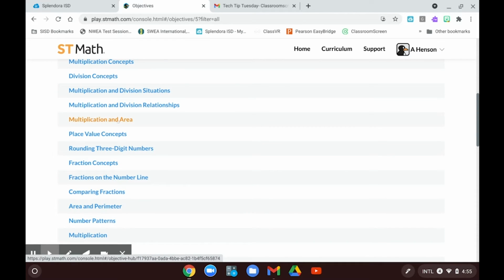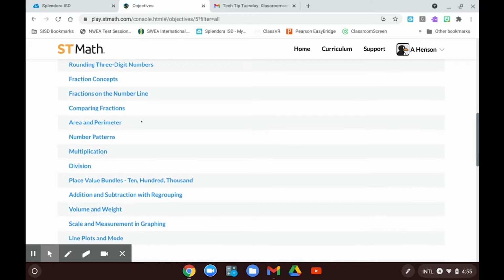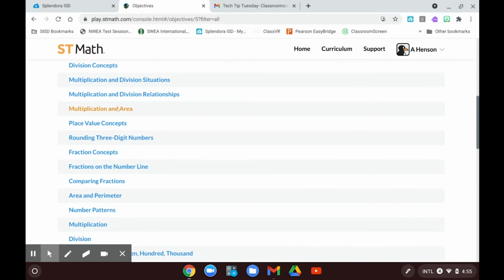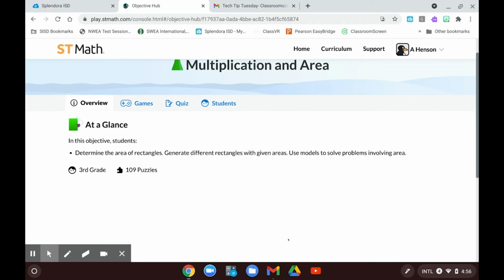Right now we're learning about area, so I can click multiplication in area because we're learning multiplication: length times width equals the area. Or there's another one that goes over area and perimeter. For now, I'm just going to click on area, multiplication in area. And as I said, I just display this to the kids.